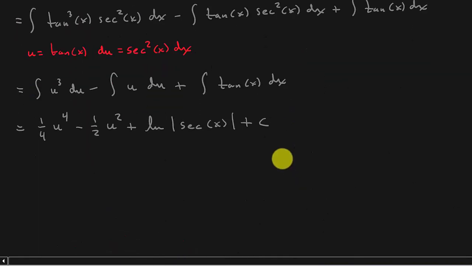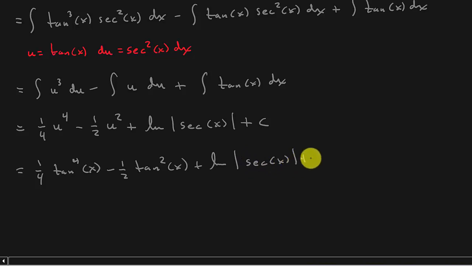Here we are. So this is going to be 1/4, and what do we put back in the place of u? Tangent. So that's going to be tangent to the 4th x, that's a 4 there, minus 1/2 tangent squared x plus natural log absolute value secant x plus c.